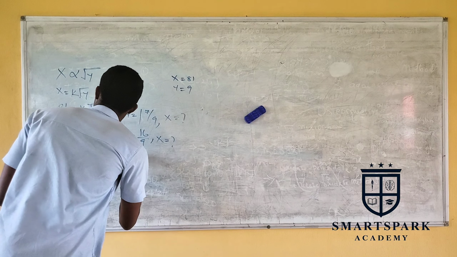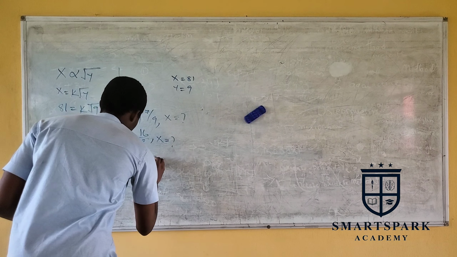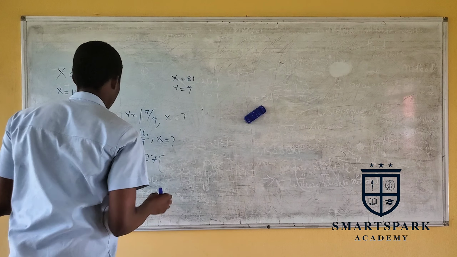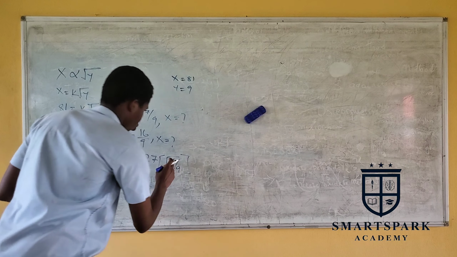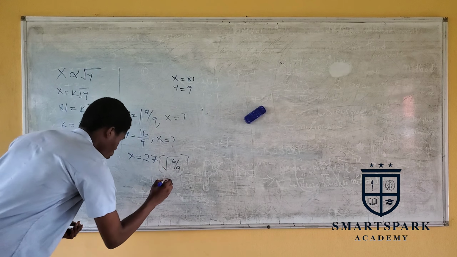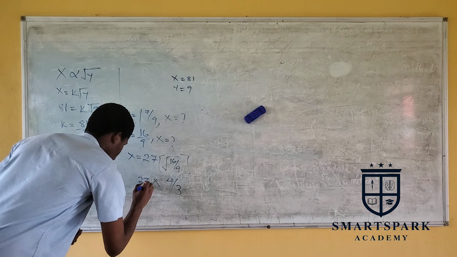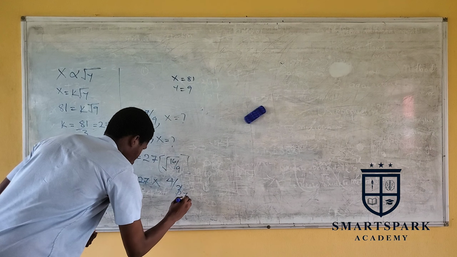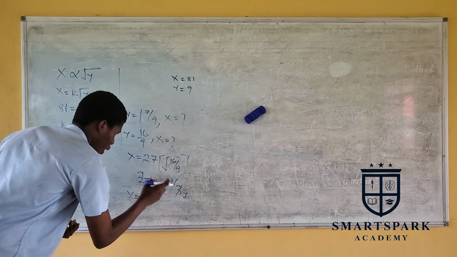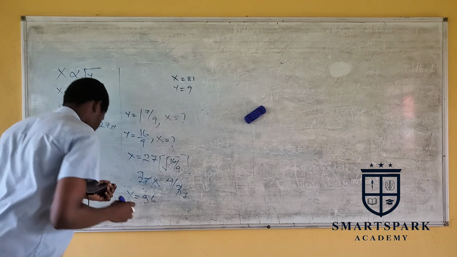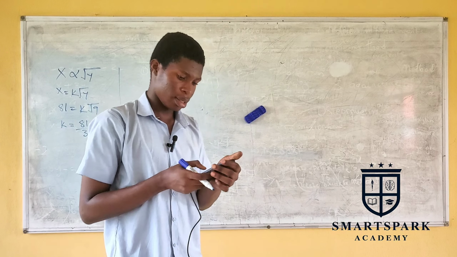So this is going to be x is equal to k. We know our k, which is 27, multiplied by square root of 16 over 9. So our square root of 16 is 4, and our square root of 9 is 3. We're going to multiply by 27. So 3 cancels out, it is 1. This goes here as 9. So this is x is equal to 9 times 4, which is 36. So we have gotten our answer for this. For number 14, our answer is 36.